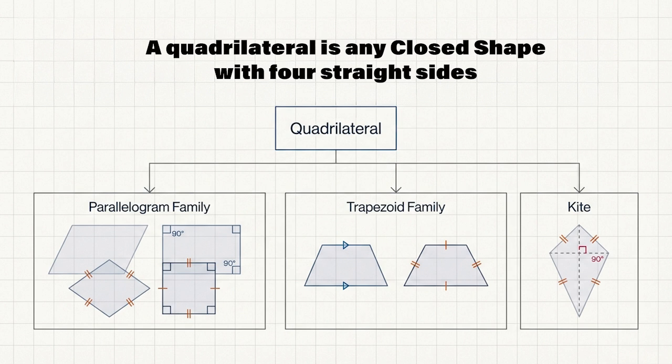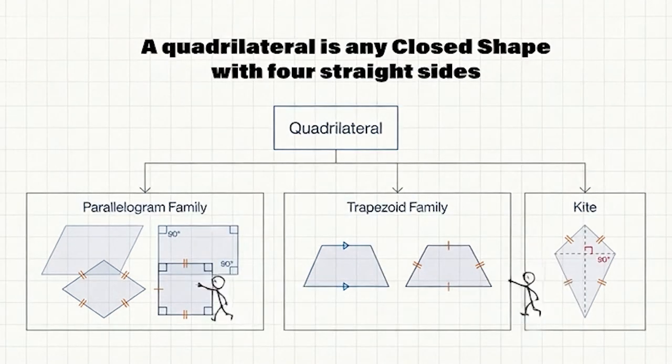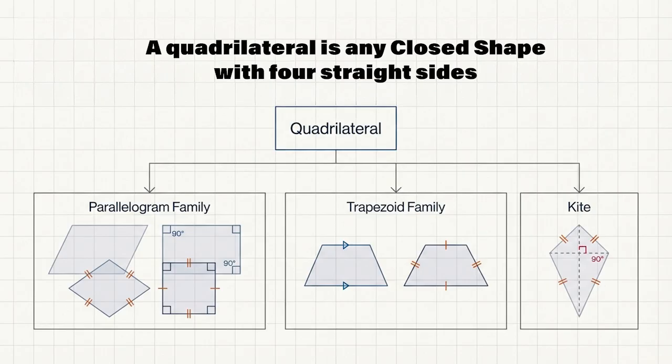To kick things off, let me ask you this. How are a kite and a square even related? I mean, look at them. They couldn't seem more different, right? Well, the answer is pretty cool. It's all in their family tree. And that's exactly what we're about to explore.